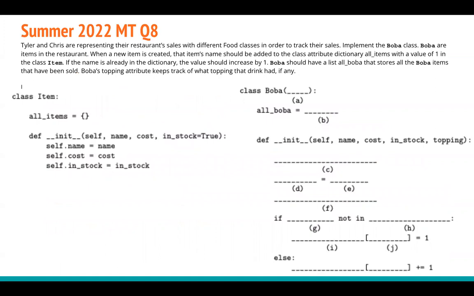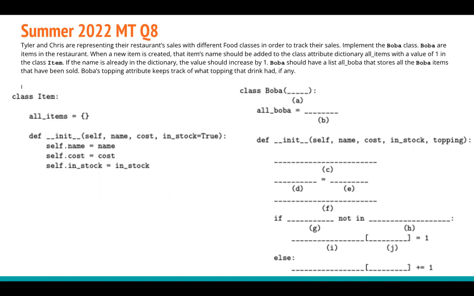We'll work on our practice problem now. We're going to be looking at the summer 2022 midterm question 8. I actually did this midterm question last summer. It says Tyler and Chris are representing their restaurant sales with different food classes that should be item classes. In order to track their sales, implement the Boba class. Boba are items in the restaurant.